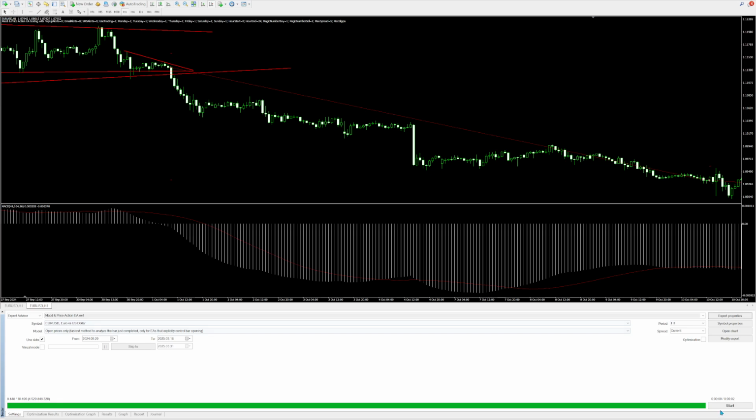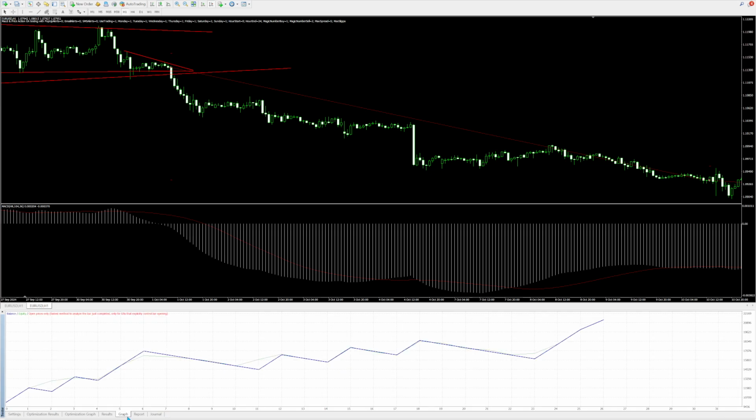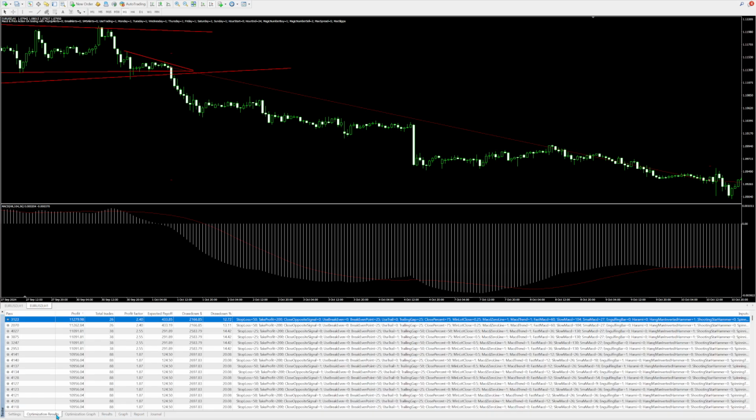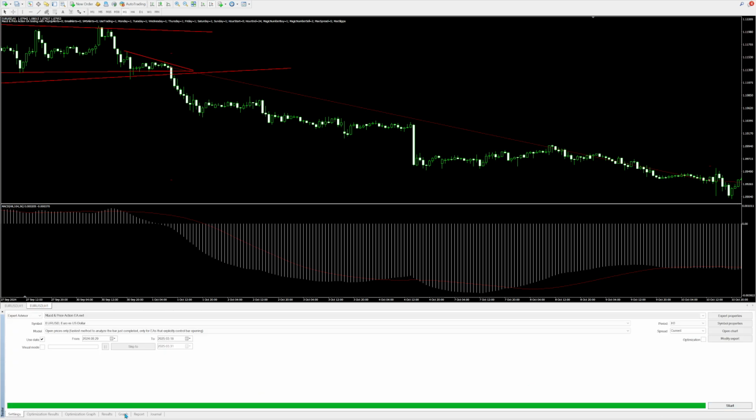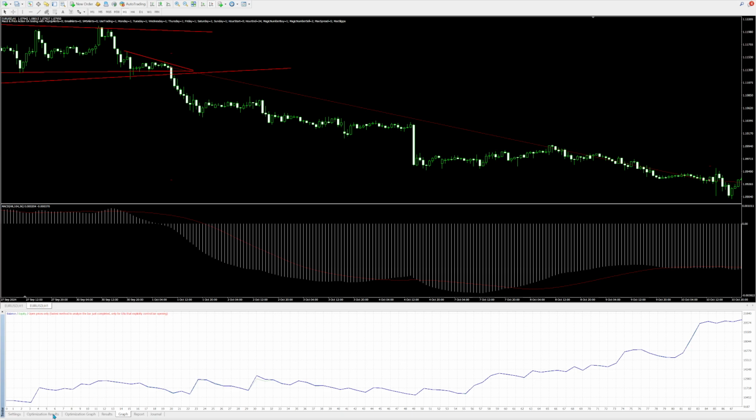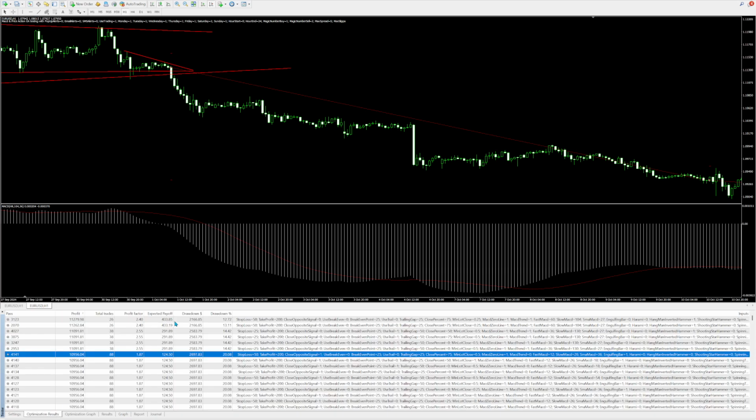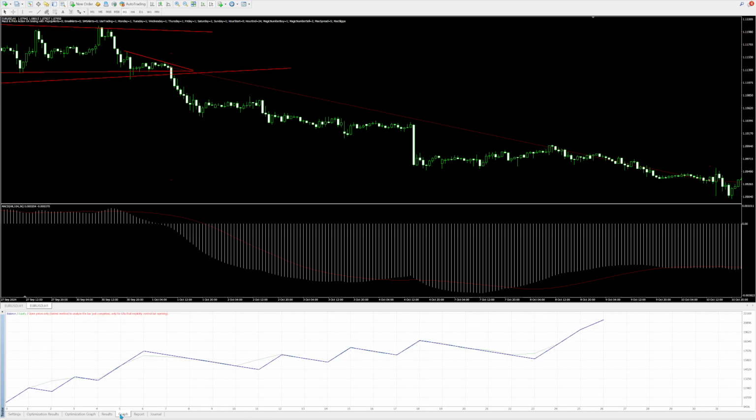So we'll just run an individual test now with those settings. And there's the graph. Okay, let's try the same with this one. Double click it, run it, and there's the graph for that. Okay, so that's basically how you do an optimization, right?